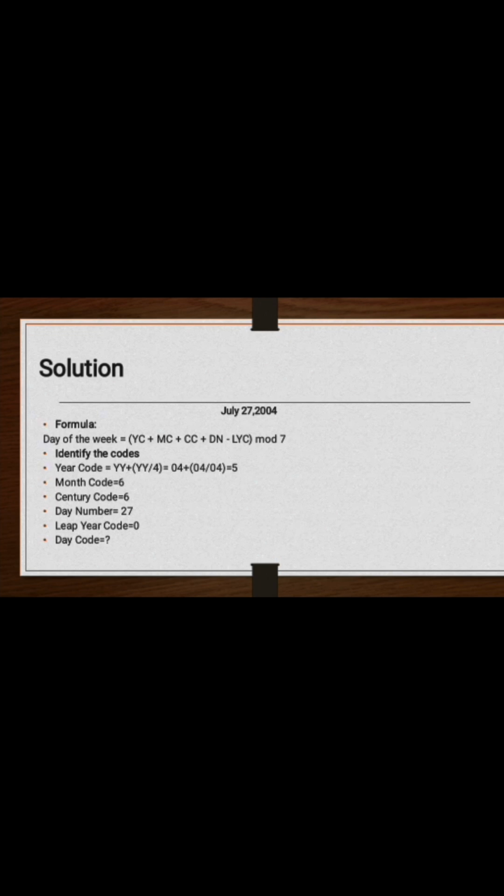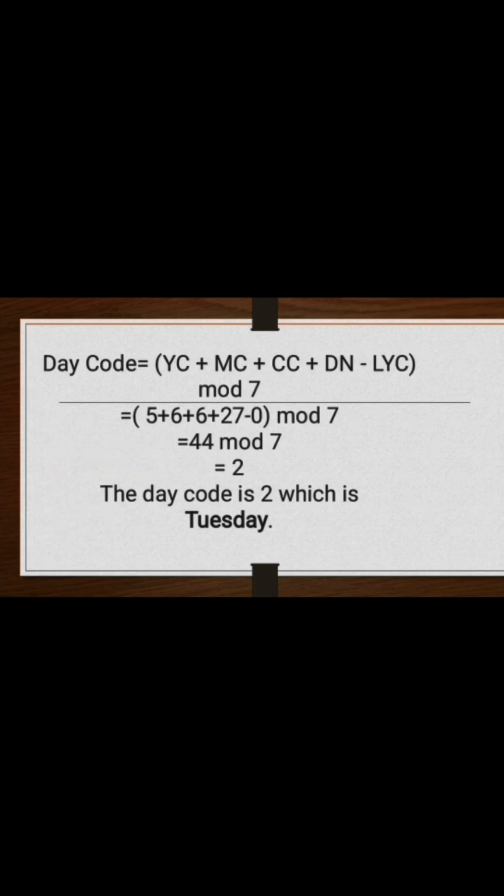Day code. So, we will find the day code. Day code is equal to YC plus MC plus CC plus DN minus LYC modulo 7, wherein it is equal to 5 plus 6 plus 6 plus 27 minus 0 modulo 7. We will add: 5 plus 6 plus 6 plus 27 is equal to 44 modulo 7, which is equal to 2. The day code is 2, which is Tuesday.